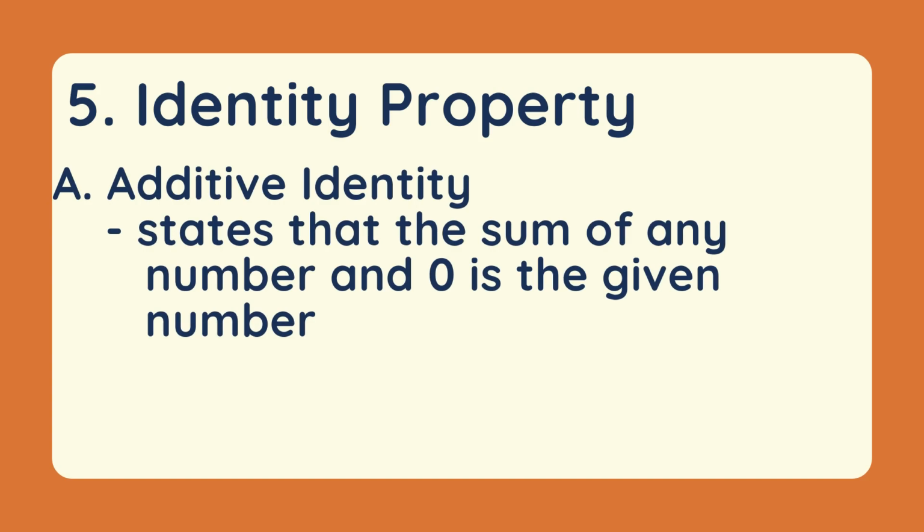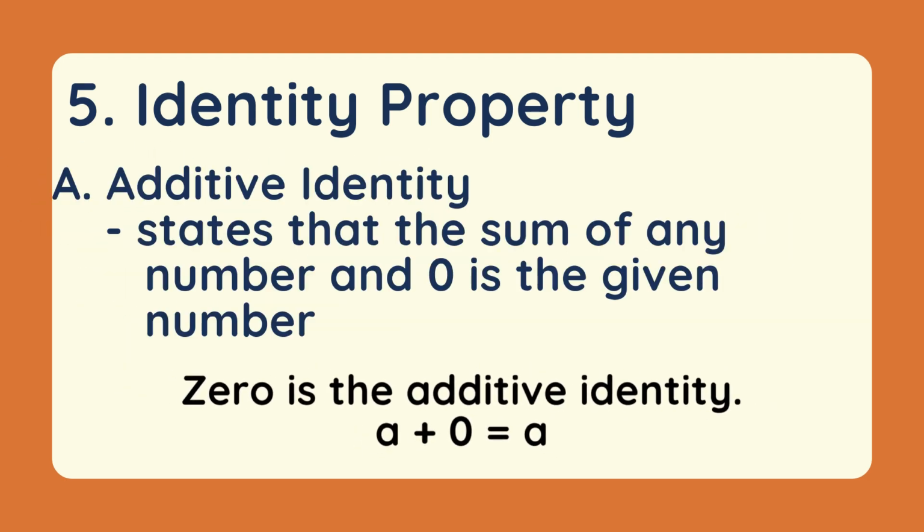The identity property states that for additive identity, the sum of any number and 0 is the given number. So this simply means that any number added to 0 will always be equal to the number itself.